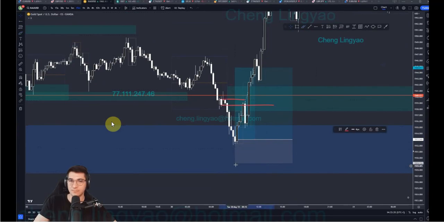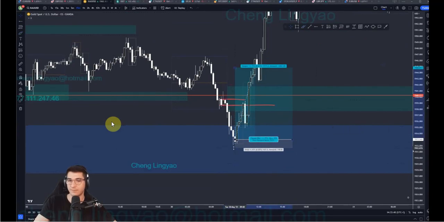So when I see something like this, I immediately reduce the risk below this low. From 40 pips, I get it to, let's say, 15 pips. So I reduce the risk a lot. That way, I can mitigate my losses if it didn't work out my way. And now, waiting to see what happens.